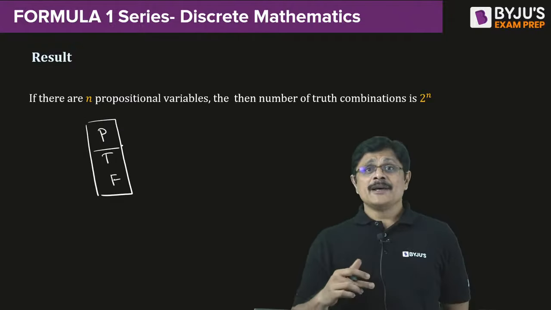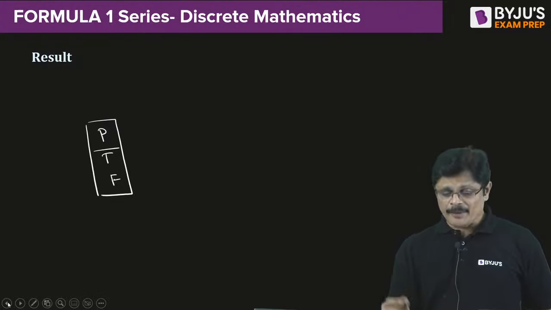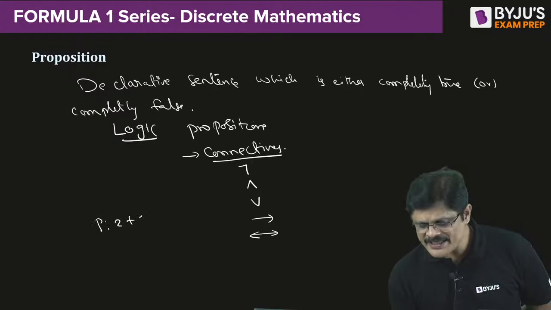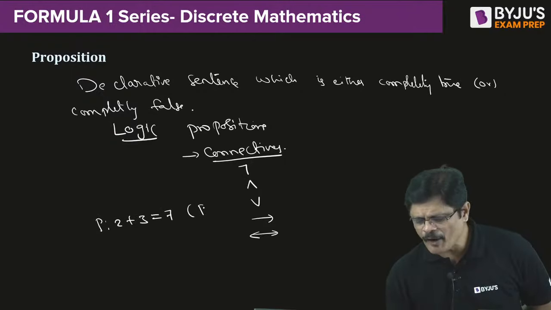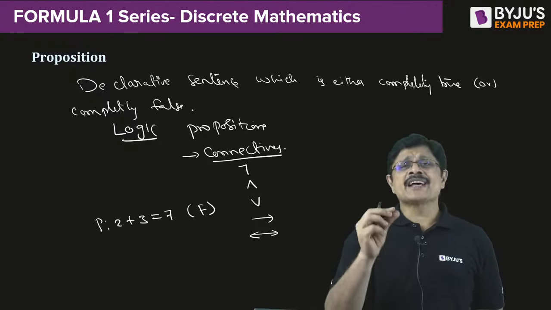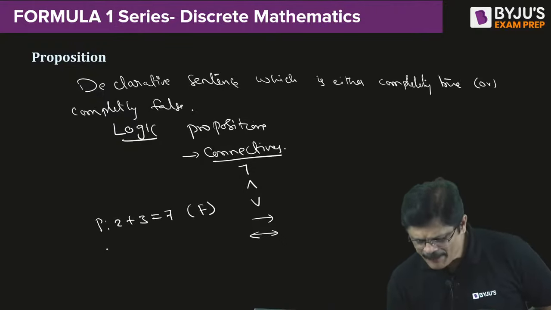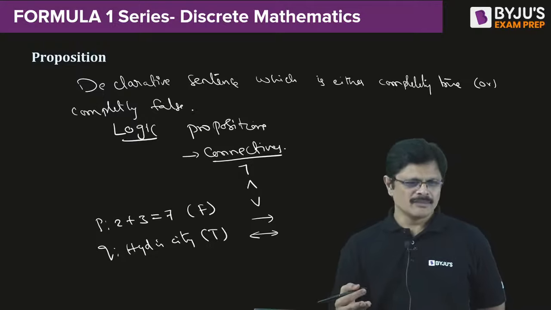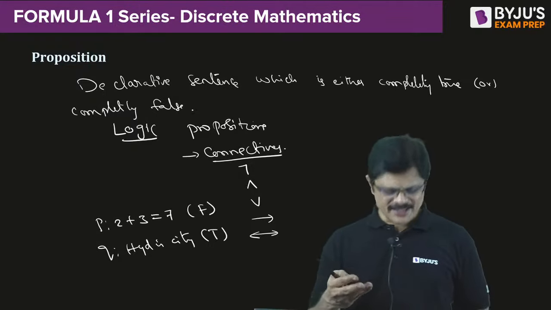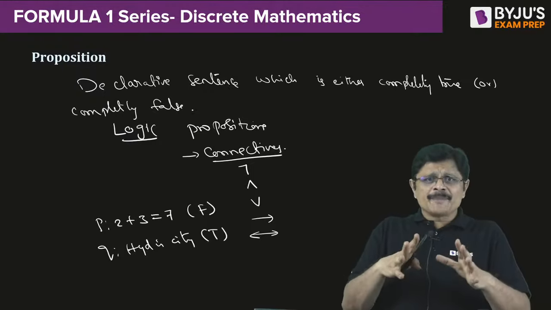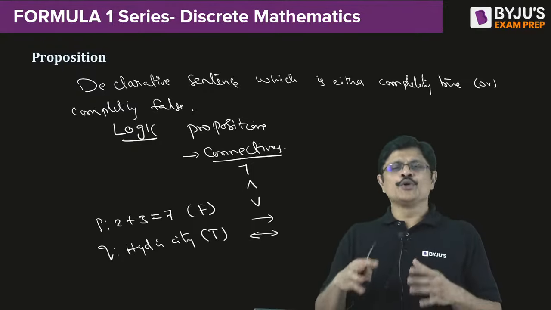Here I am talking about a propositional variable. For example, if I say a proposition like 2 plus 3 is equal to 7, it is a false statement. It is a constant proposition. If I say Hyderabad is a city, this is also a proposition which is true. Here you know this is a proposition, you know its truth value.